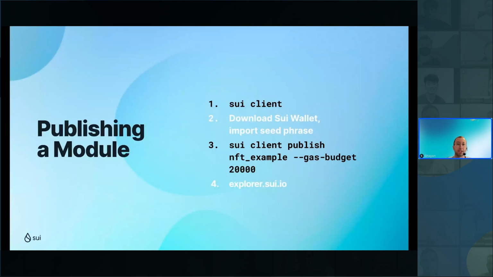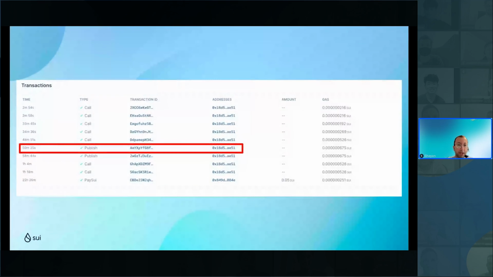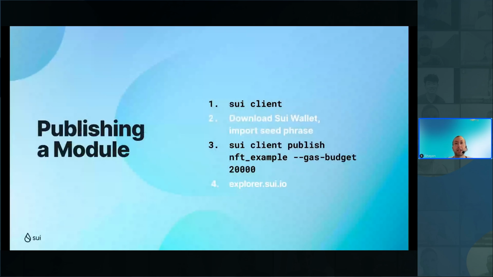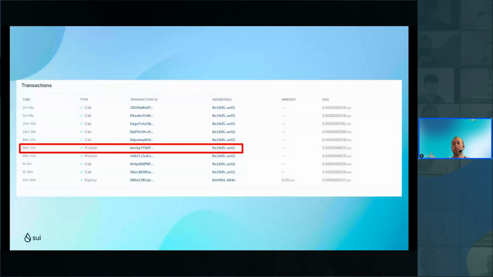And then type in this command, Sui client publish NFT example, gas budget 20,000. Essentially what this does is it publishes the module we just created. Once you do that, you should go to the Sui Explorer, explorer.sui.io, and type in your address. You should also see your address from when you typed in Sui client. It should give you the address, your seed phrase, all that good stuff.